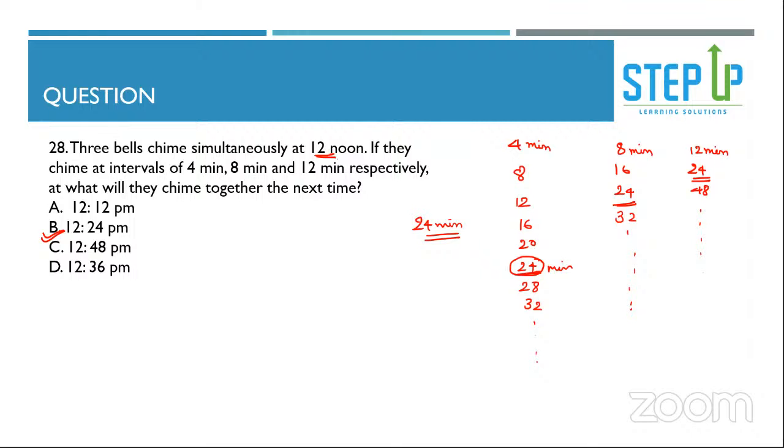Now what we are doing, this 24 is nothing but the LCM of 4, 8, 12. Whatever the timings been given, we just need to take the LCM of those timings. So LCM of 4, 8, 12 is what? 24. Answer is 24.